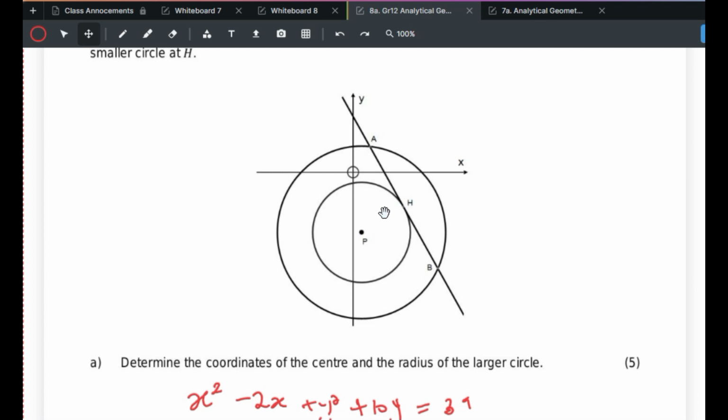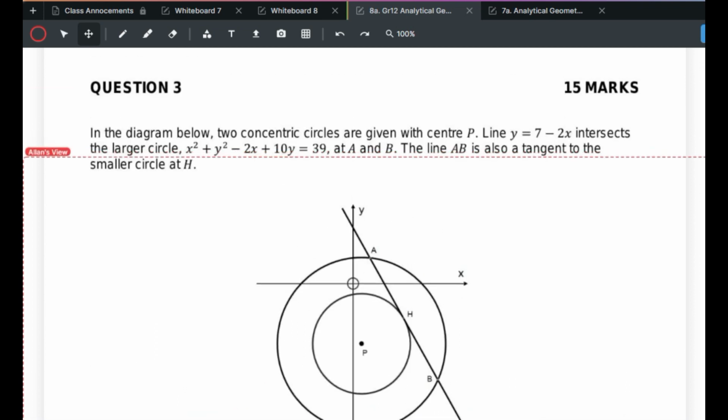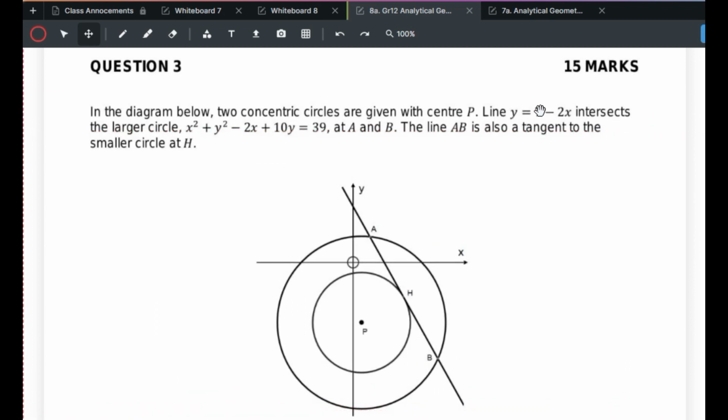Do you think we should use that? That they intersect the straight line. Yeah, they intersect the straight line and the circle, obviously. And I think we're given the equation of the straight line. Yeah, we actually are given it.